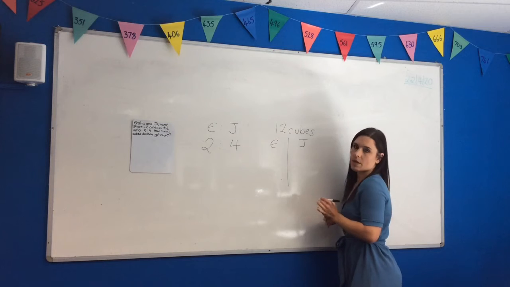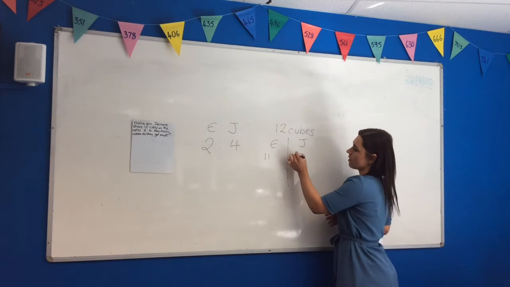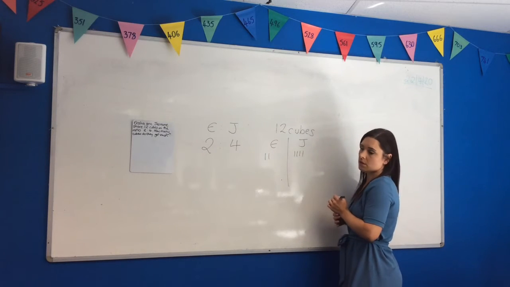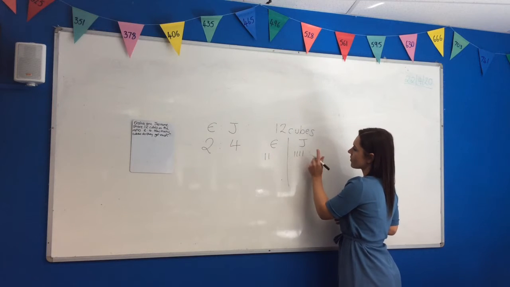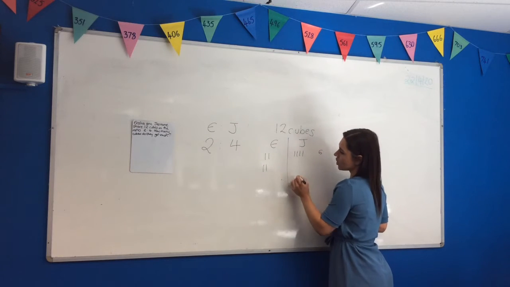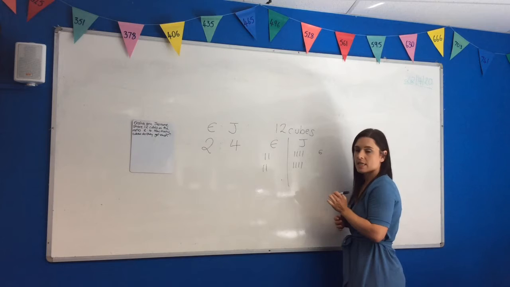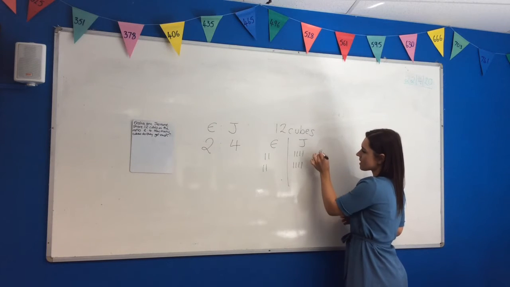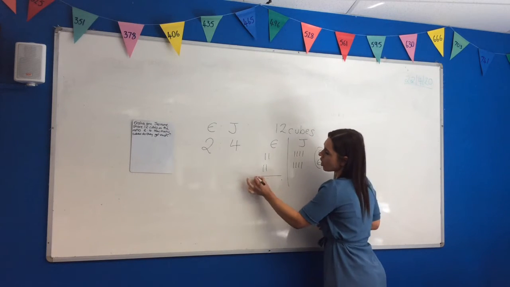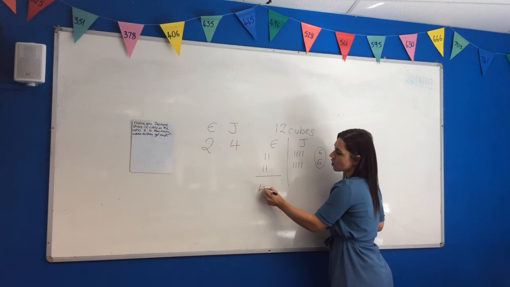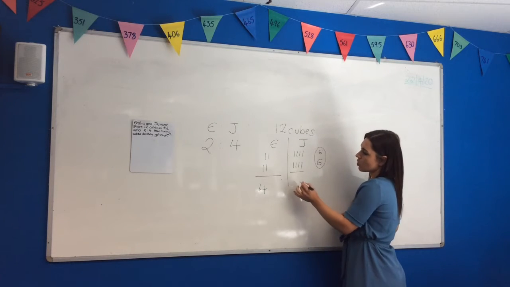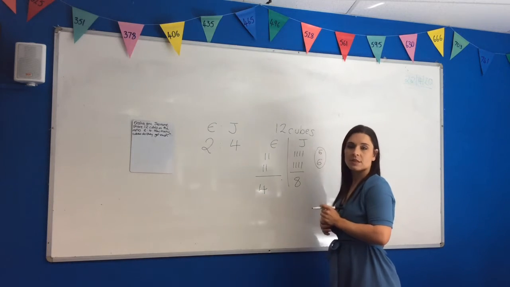Isha to Jasmine. 2 to Isha, 4 to Jasmine, 1, 2, 3, 4, 5, 6. 2 to Isha, 4 to Jasmine, gives us another 6, that's our 12 there. So in total, Isha would get 4 cubes and Jasmine would get 8 cubes. Did you get that right?